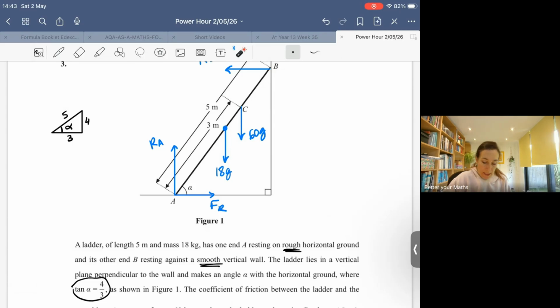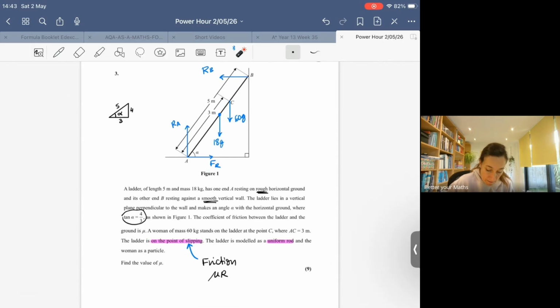Now, find the value of mu. A very, very typical question. To find the value of mu, because I have an equation that links RA and F, the friction and the normal reaction with mu, at the end what I have to do is find the friction and the normal reaction, and substitute here.